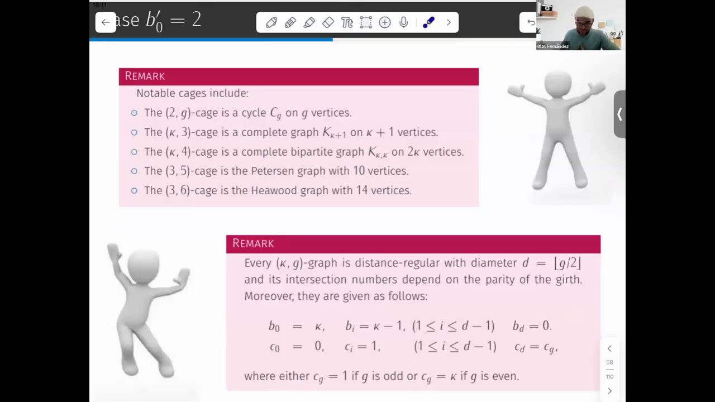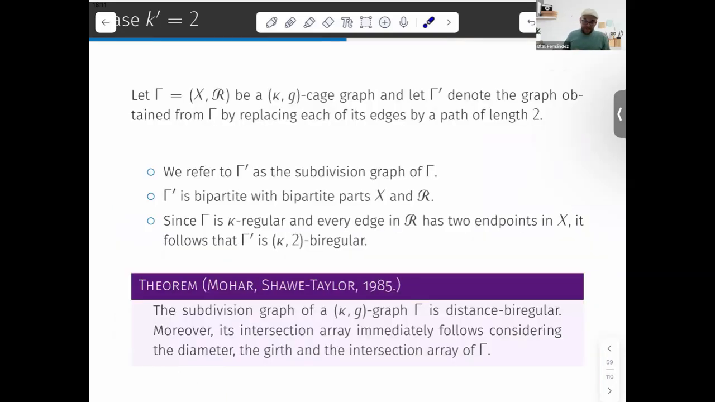And it is such a graph, we can prove that it is distance-regular, and where the intersection numbers can be expressed just in terms of the degree kappa and the girth, and depends also on the girth. And a result says that if we have such a case and if we subdivide it, then the graph that we obtain is a distance-biregular graph.